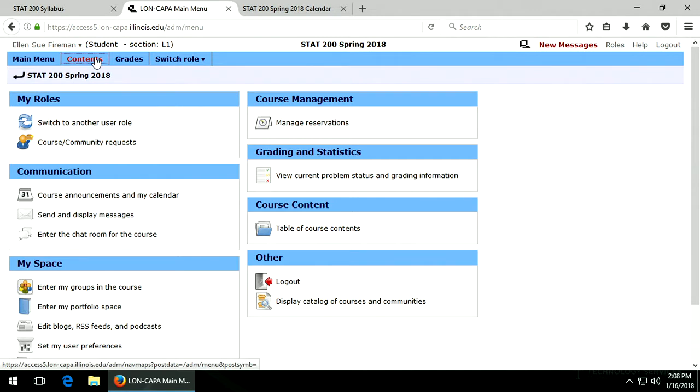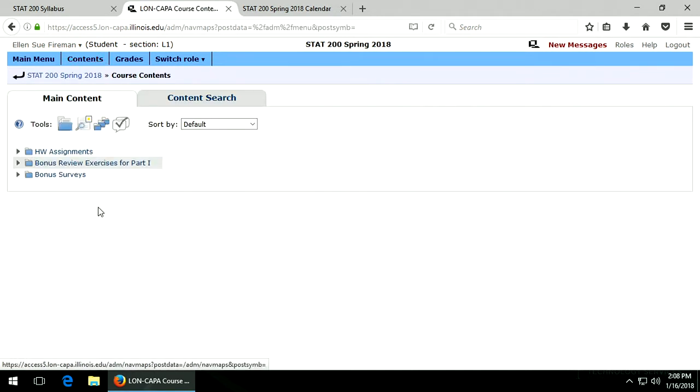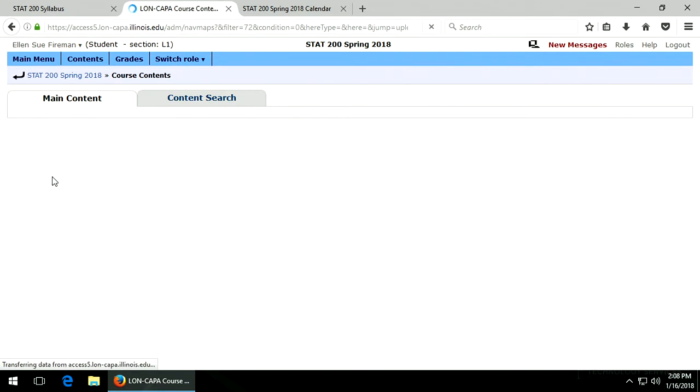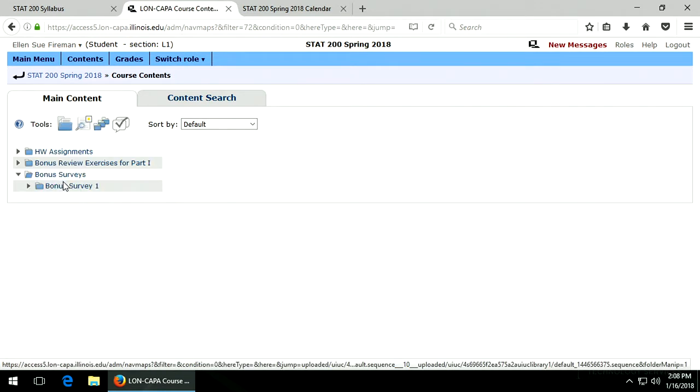And what you should do is go to the contents page. This is what you'll see right now. You can do this right after class, and if you're at home, you can do it right now with me. So you can look at what's due right now. Why don't we look at the easiest thing to do right now, this bonus survey. So you can do that.